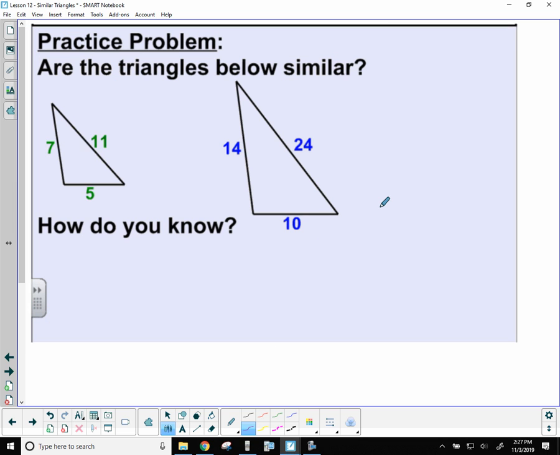So we've got triangles here. Let's do 7 over 14, 11 over 24, and 5 over 10. I think immediately we can see that 7 over 14 is 1/2. 5 over 10 is 1/2 when it reduces. But 11 over 24 is as low as it gets. So we're falling apart here. So these two triangles are not similar.